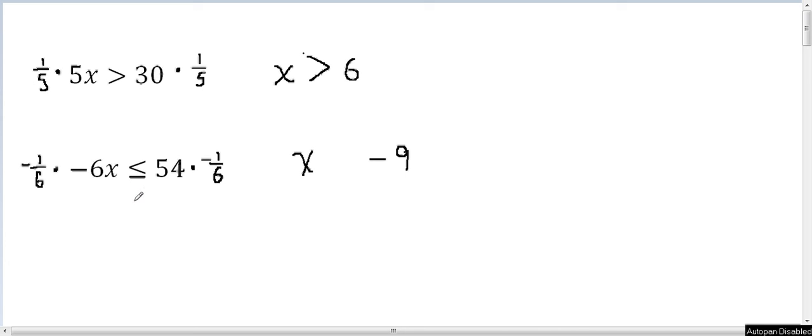Since minus 1/6 is a negative number, we need to change the direction of the inequality. The equal sign part of the inequality sign here will remain the same, so we'll still keep the equality sign. So we end up with the inequality x is greater than or equal to minus 9.